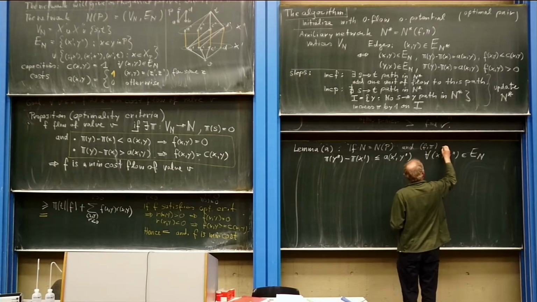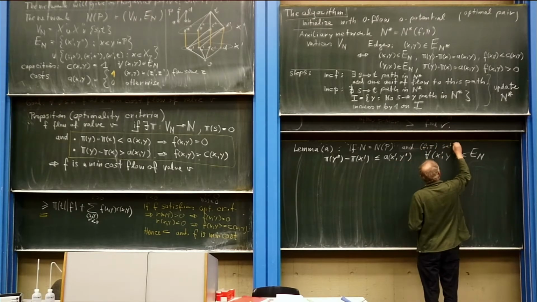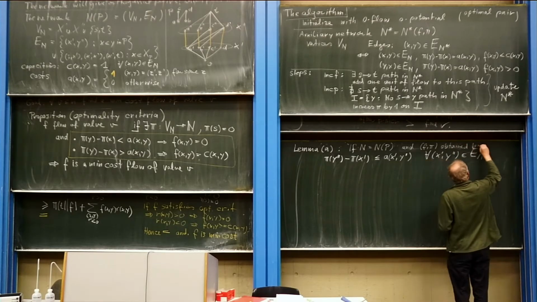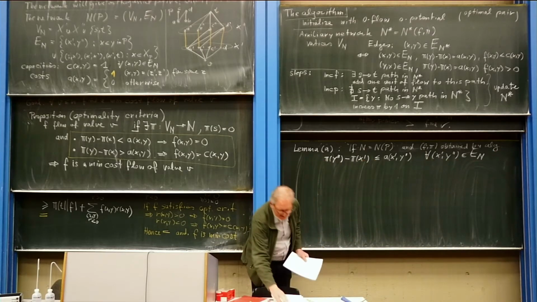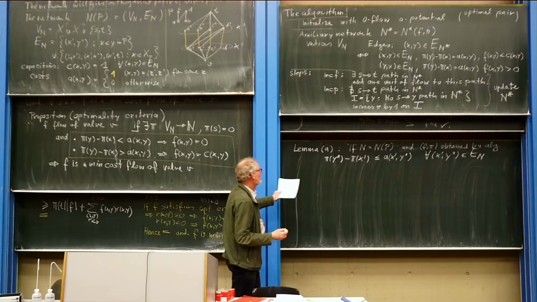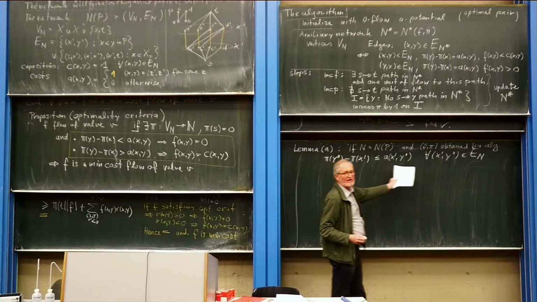F pi satisfies... or obtained by the algorithm. This is a statement. We run the algorithm, and throughout we have this invariant.